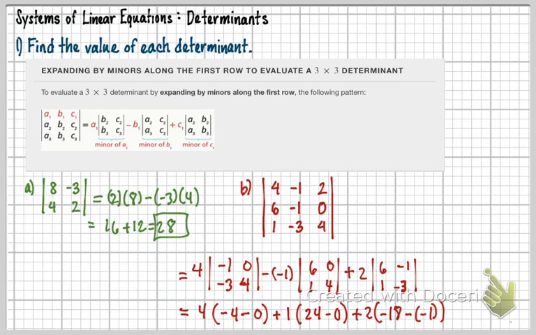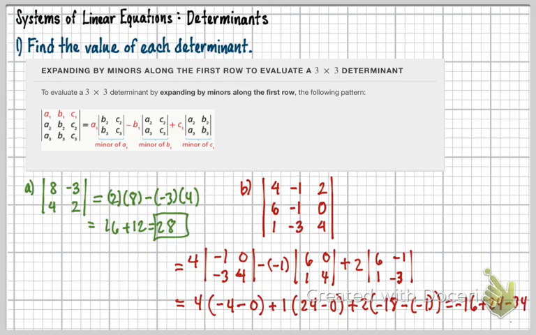Now we've got to clean this all up here. And then our final answer would be negative 16 plus 24 minus 34. So that's going to be negative and negative there. That's going to be 40, 50 there. So negative 50 minus 24 is going to be negative 26. So there's our final answer for that one.